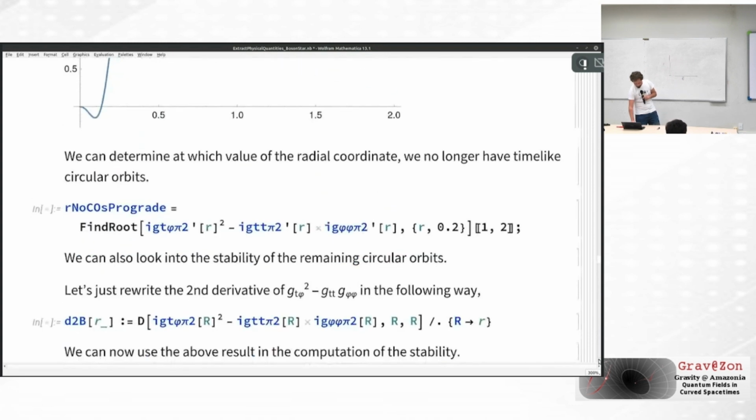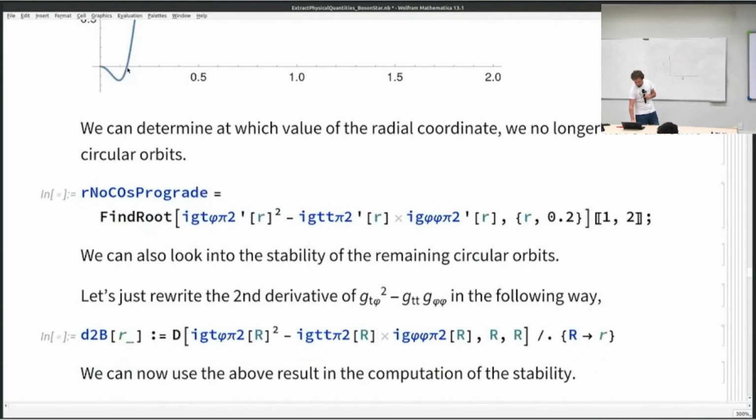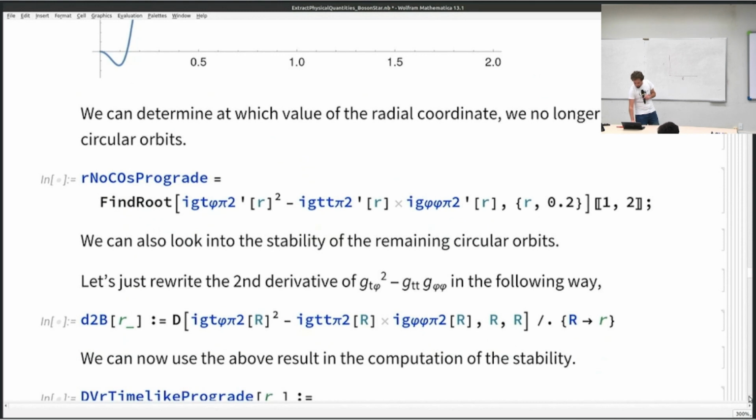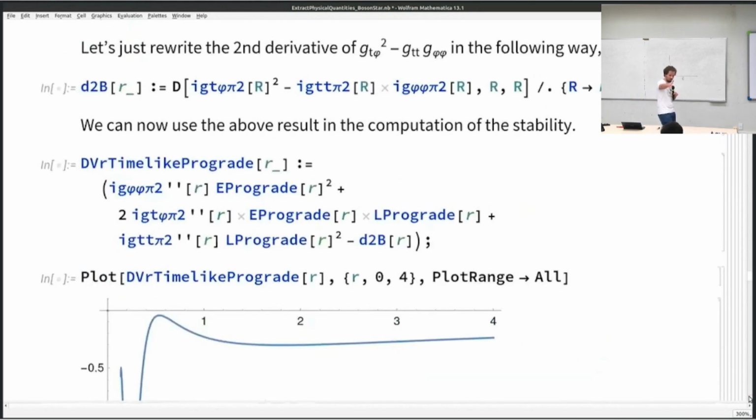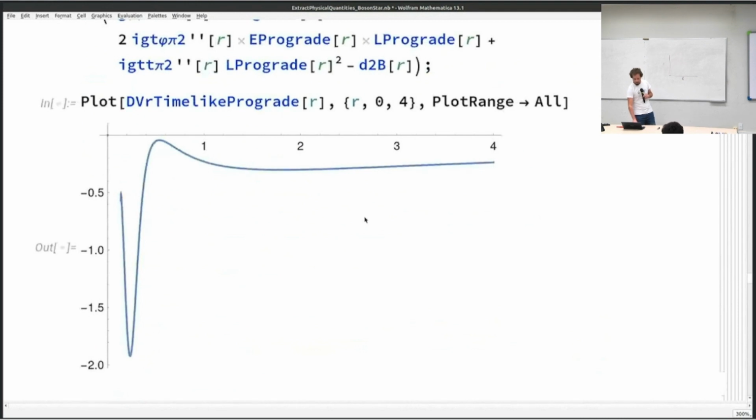So here, I just find where this point is where this function starts to be negative. And then you can look into the stability of the rest of the regions. Where you can find circular orbits, time-like circular orbits, you can look at the stability. In the case of the prograde orbits, all of them are stable. This second derivative is always negative, therefore they are always stable up to infinity.